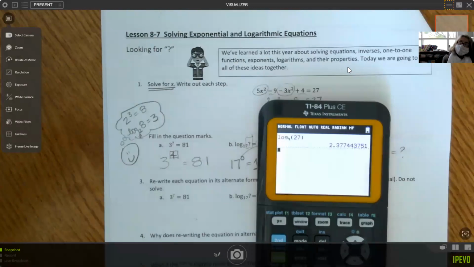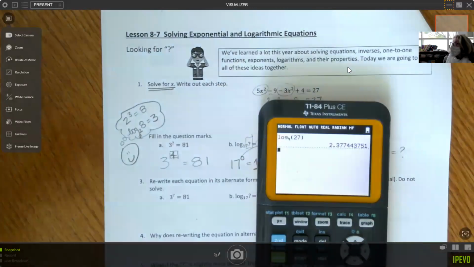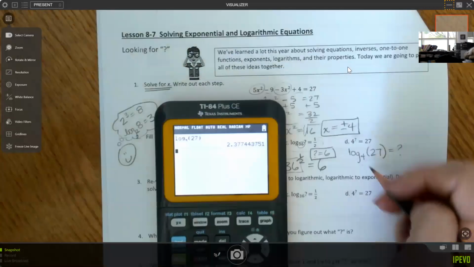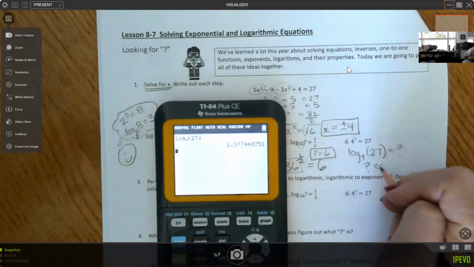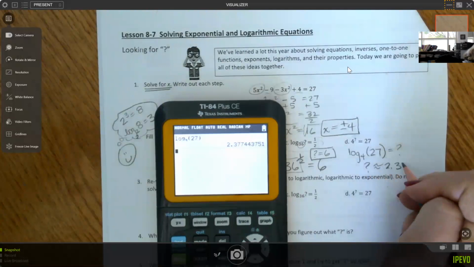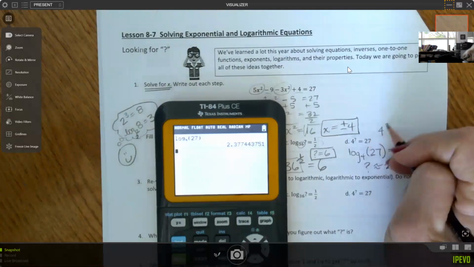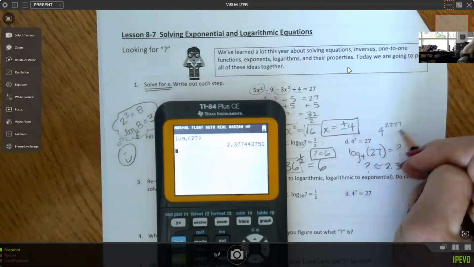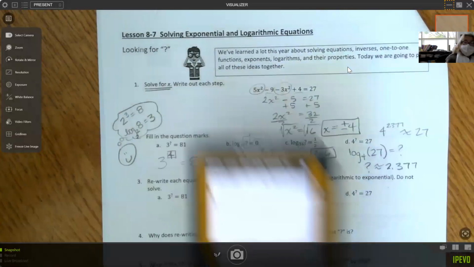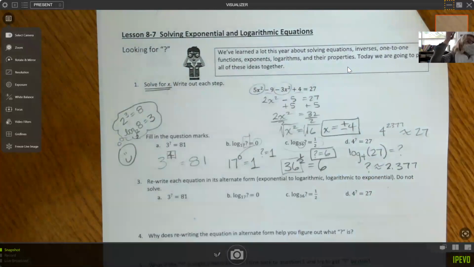And I'd say, okay, that answer makes sense, because I knew it had to be a number between 2 and 3. So it's approximately 2.377. And that makes sense: 4 to the 2.377 is going to equal about 27. You are going to want your calculator handy, and it's okay to borrow one of these, because sometimes it just helps to look at it on the calculator.